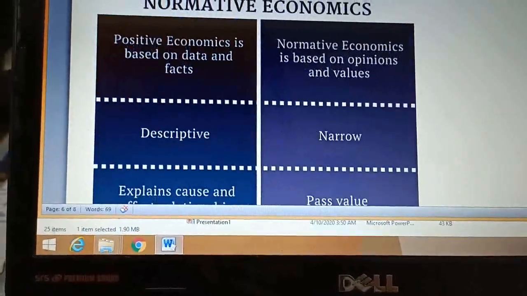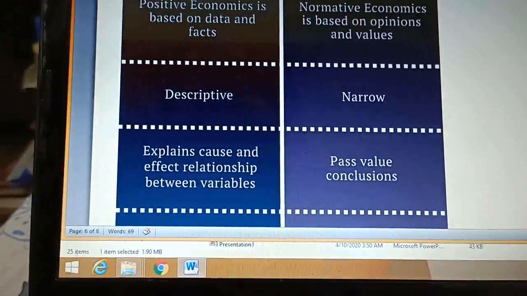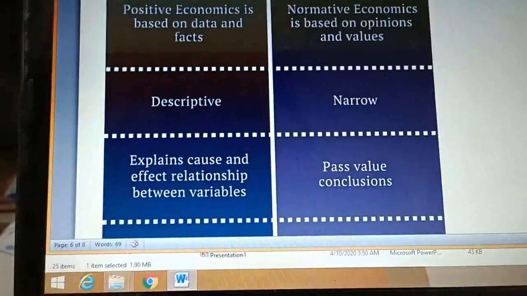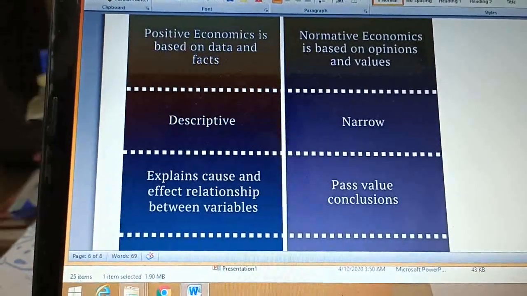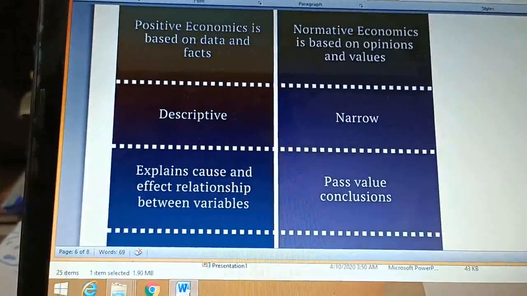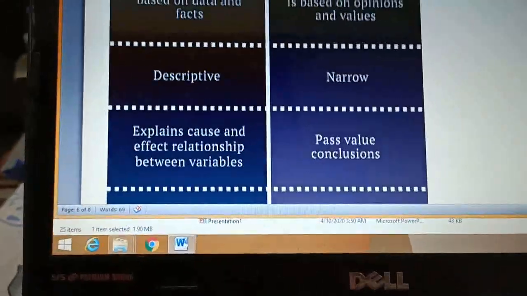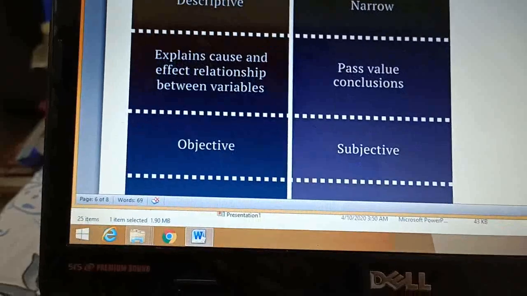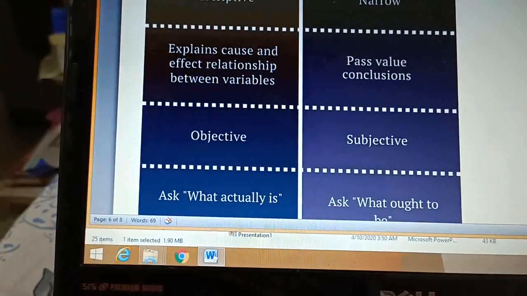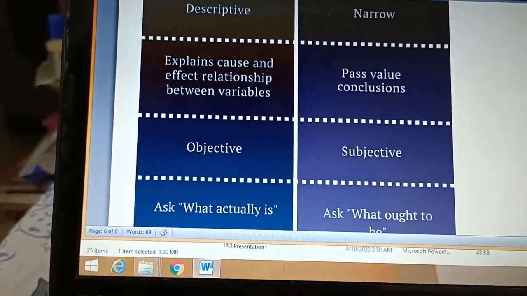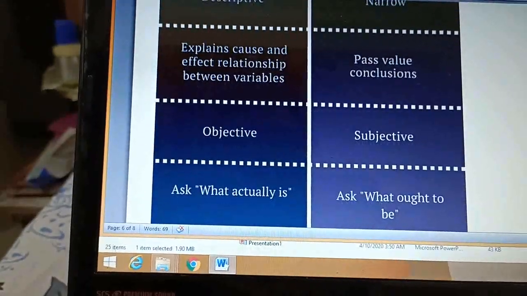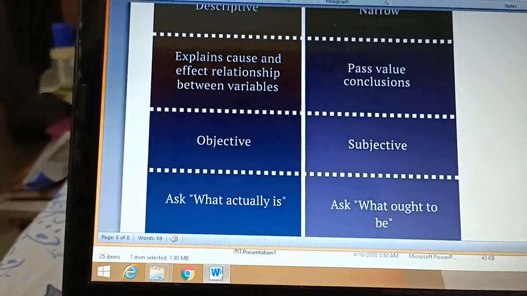Being a positive science, it explains the cause and effect relationship between variables. It passes no value conclusions; it doesn't talk about that. It is objective and positive. Normative economics is subjective. It asks what is and what ought to be.